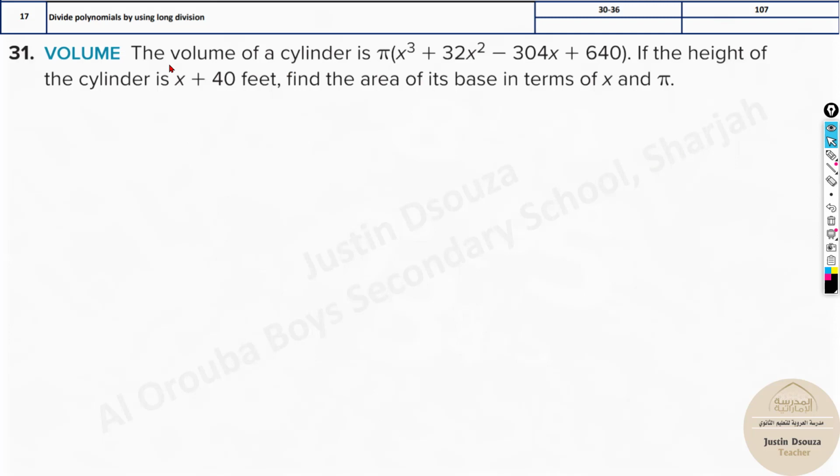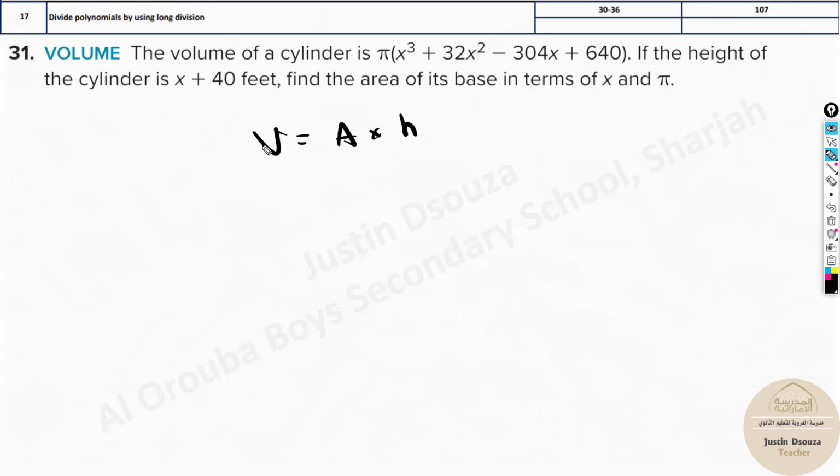Now the next problem here: the volume of a cylinder is given by pi into this term. If the height of the cylinder is so much, find the area of its base in terms of x and pi. Now what is the area formula in terms of volume and height? I will write area into height is equal to volume. We know this is the formula, right?